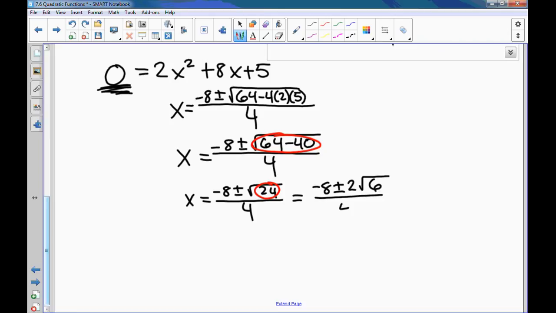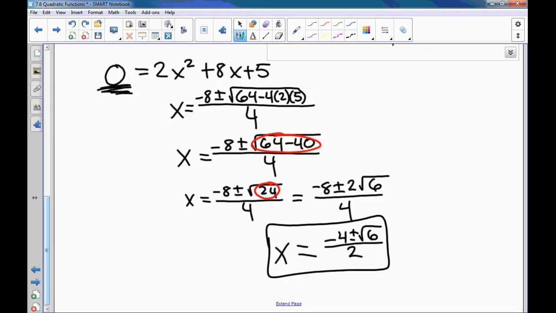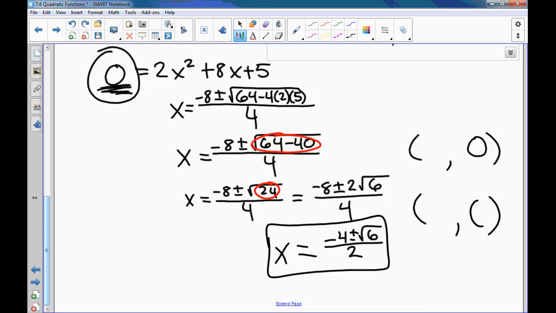And here they are. Let's simplify that a little bit, though. We'll divide every number by 2. We get negative 4 plus or minus the square root of 6 all over 2. And there are our 2 x-intercepts. Now, x-intercepts are points. They are not numbers. Therefore, we need 2 values. Since it's a point, we need an x value and a y value. Well, we already know what the y value is. Since it's an x-intercept, it has no height. Therefore, the y value is 0. So that's the easy one.